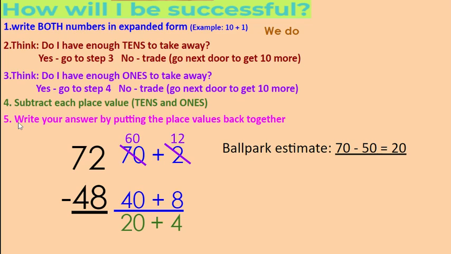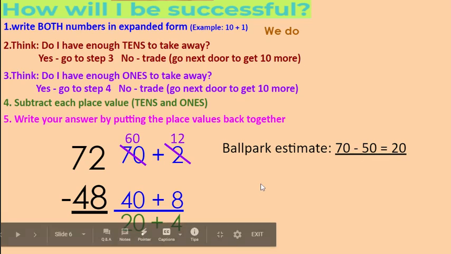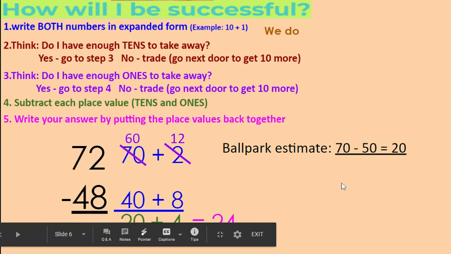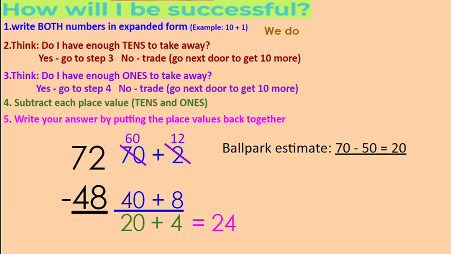Let's read the last step. Write your answer by putting the place values back together. So now we're putting 20 plus 4 back together, and we get 24. Is 24 close to your ballpark estimate? It is. 20 is close to 24, so we subtracted correctly. Now it is your turn to try some more on the next few slides.